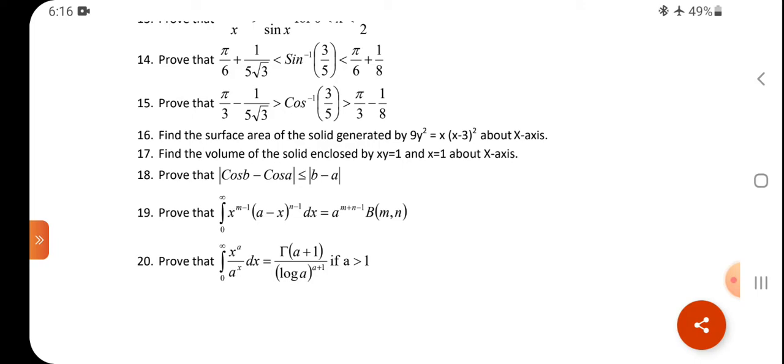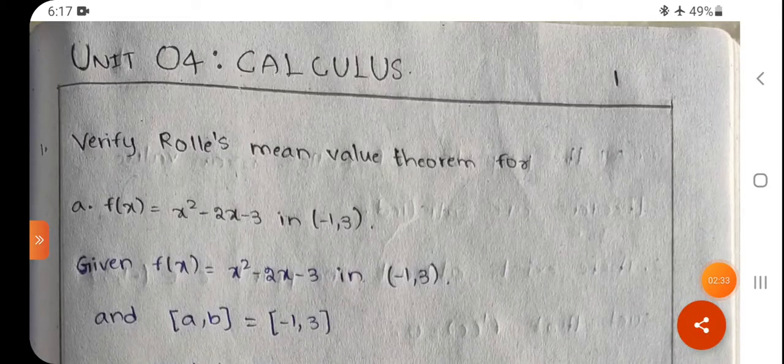These are the major important questions of unit number 4 calculus part. So for these questions I am going to give you its solutions also. Now look onto the solutions part here.